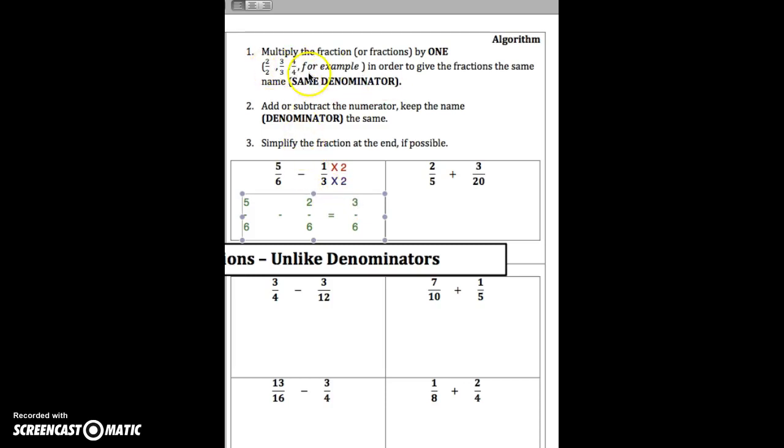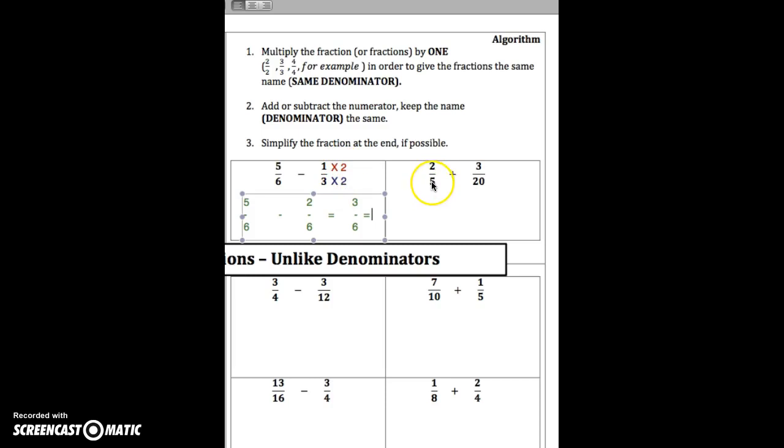So step 1 is determine by what number you have to multiply. Step 2 is add or subtract the numerators. And step 3 is to go ahead and simplify. So if you feel comfortable simplifying this fraction, go ahead and do that now. Let's look at one last example before you guys begin to practice.